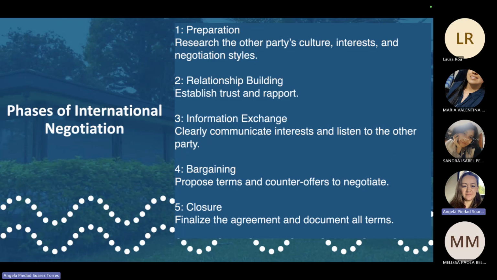And the last phase is the closure, to finalize the agreement and document all terms, which is also important because sometimes we can go very well through the first 4 phases and then we go to the closure, we don't know the regulation about the documents, the contracts, and if we really can trust because they sign, or if we really have to trust the word. So there are some different characteristics that we're going to find in different cultures.